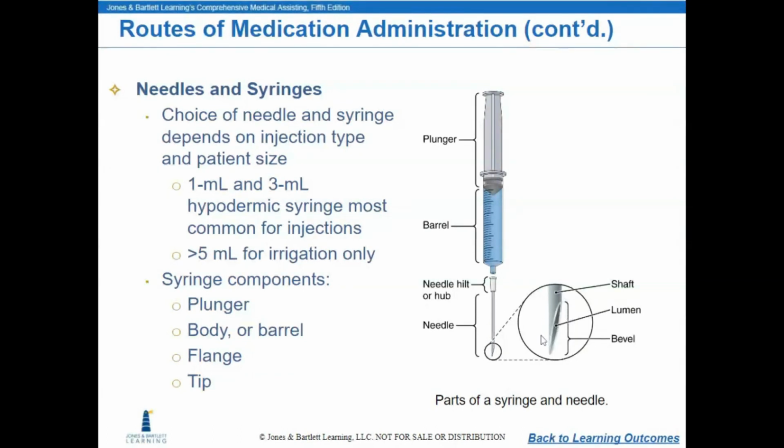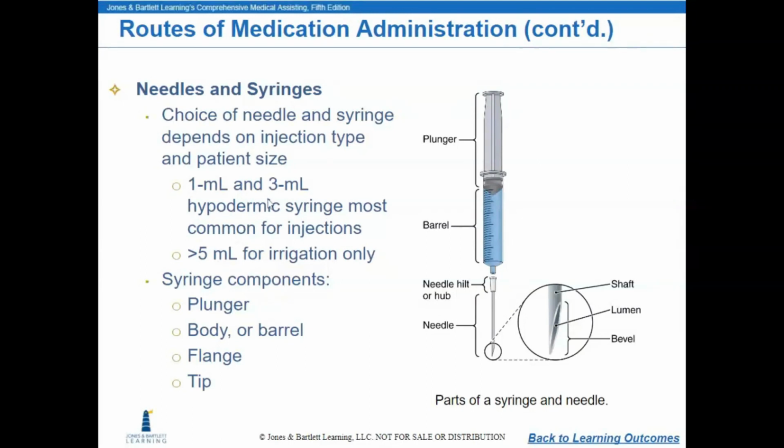You've got the shaft of the needle, which is the length of the needle. When we're talking about inches, it's measuring the shaft. Then you have your bevel. You guys know the bevel is the opening. And then the lumen is that hollow area inside of the bevel.